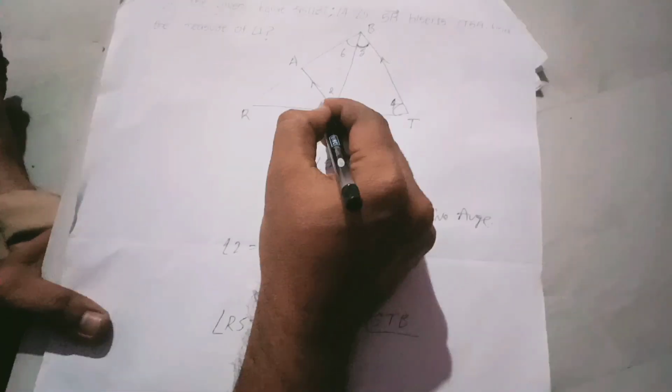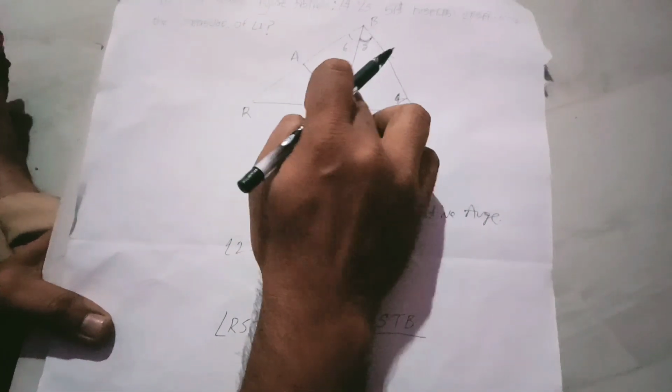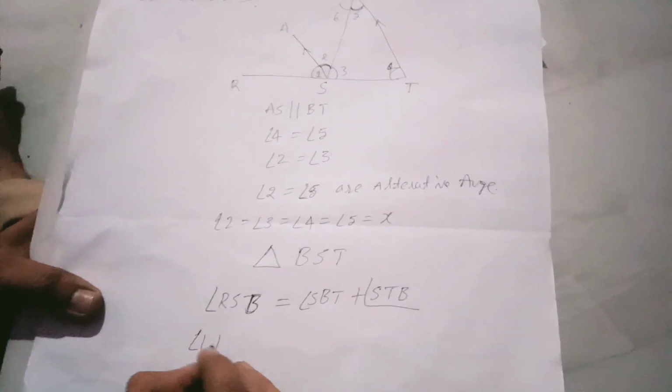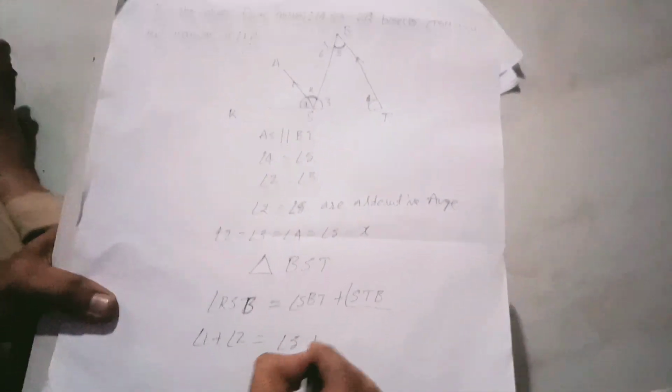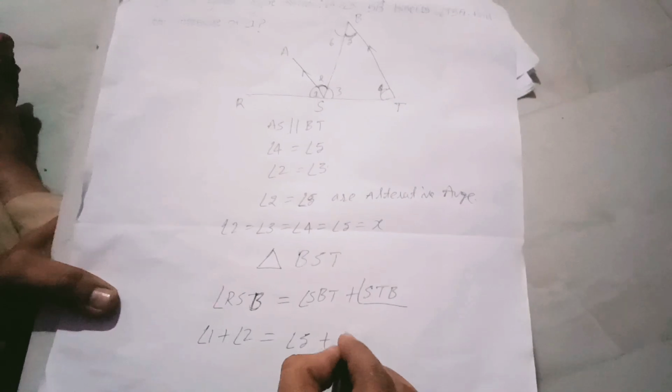RSB is equal to how much? RSB is equal to angle 1 plus angle 2. SBT is equal to how much? SBT is equal to angle 5. STB is equal to angle 4. But angles 2, 3, 4, 5 are equal to x.